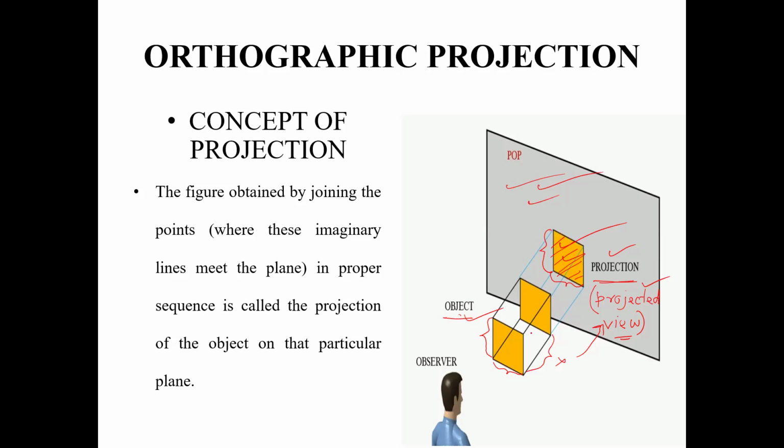Then for that we have to project this object on a different plane maybe. But this is the concept of projection or projected view of an object on a particular plane. The plane itself is called the plane of projection. This POP that you see here, the full form of POP is plane of projection.